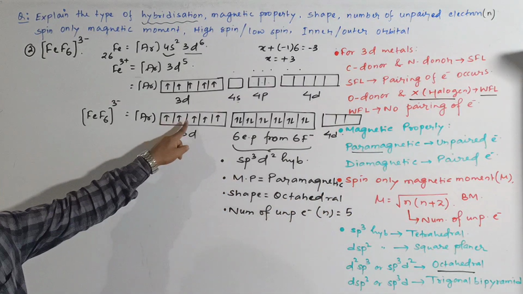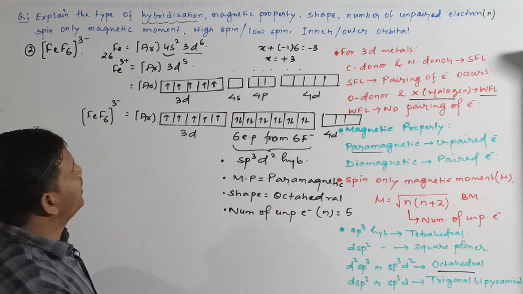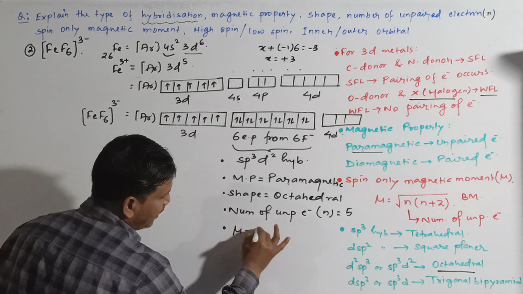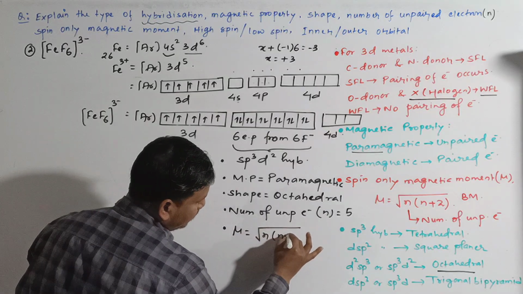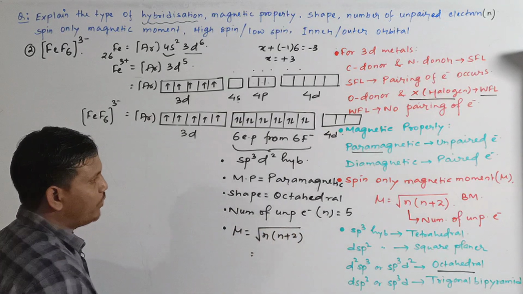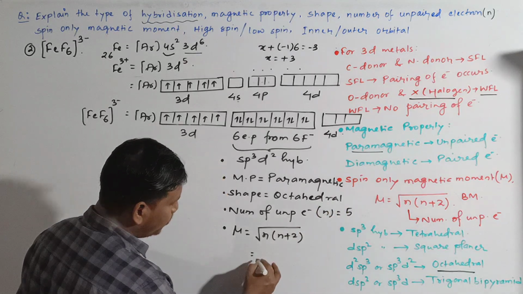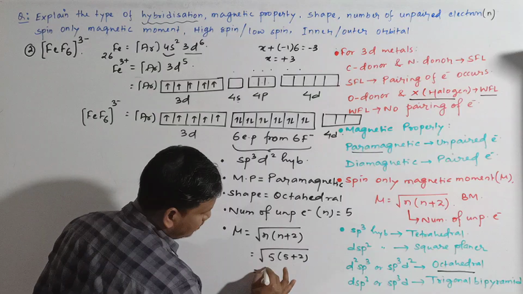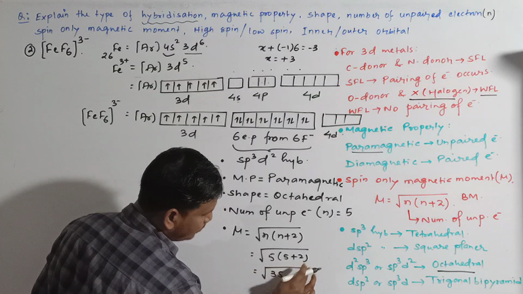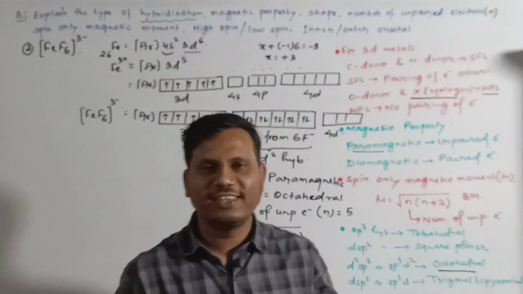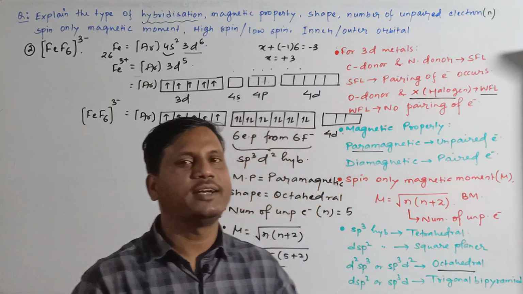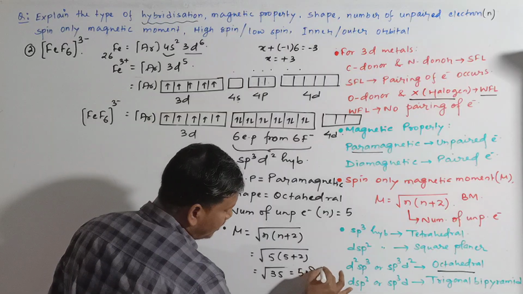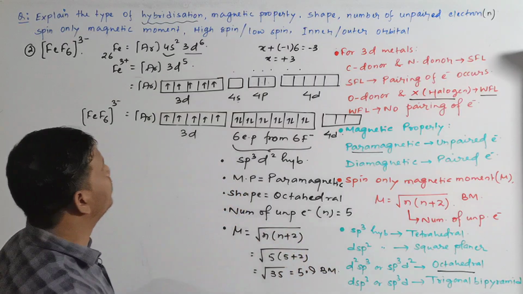Then the spin only magnetic moment, denoted by mu, has the formula root over n(n+2). The value of n is 5, so put the value 5. So 5(5+2) is 5 times 7, which is 35. As we know, 36 has the root 6, so 35 will be less than 6. Less than 6 means 5.9 BM, Bohr magneton.